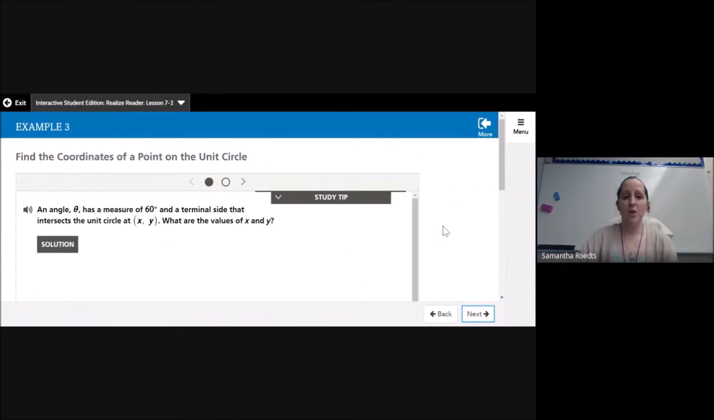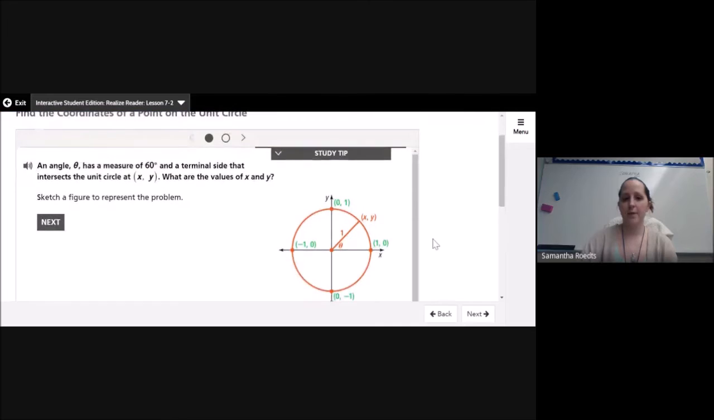Example 3, find the coordinates of a point on the unit circle. An angle theta has a measure of 60 degrees and a terminal side that intersects the unit circle at x, y. What are the values of x and y? So first I want to sketch a figure to represent the problem. So here's my unit circle. Here's my hypotenuse of 1. Here's my angle theta. Here's x, and here's x, y.